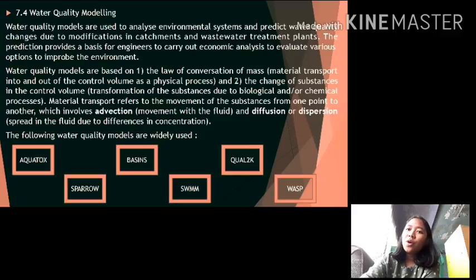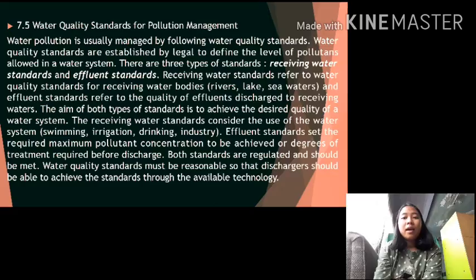Next, SWMM, Stormwater Management Model, supported by EPA. Next, WASP, Water Quality Analysis Simulation Program, supported by EPA.